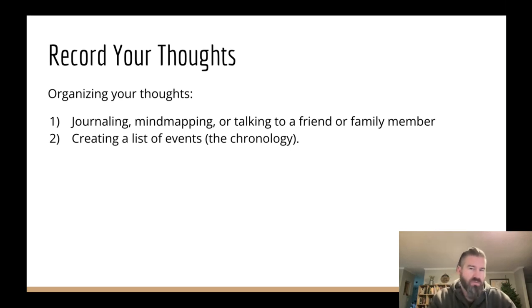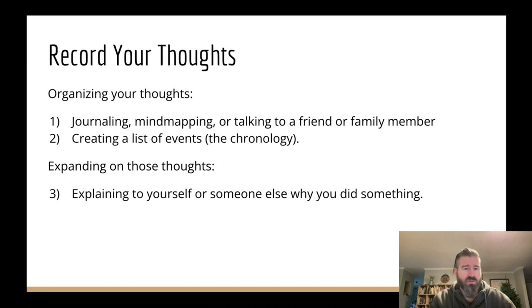You can create a list of events. Now, I know I said a second ago not to do a timeline, and you can. I think it's helpful to think about, well, what were the events? And you could go back to Canvas and look at the progression of things. But once you have that, make sure you're fleshing those things out, right? And when you do that, expand on those thoughts, right?